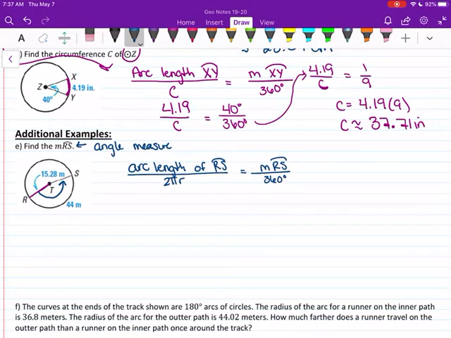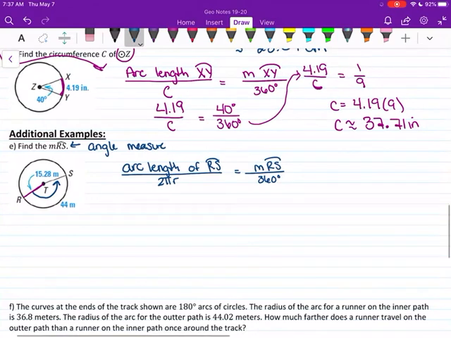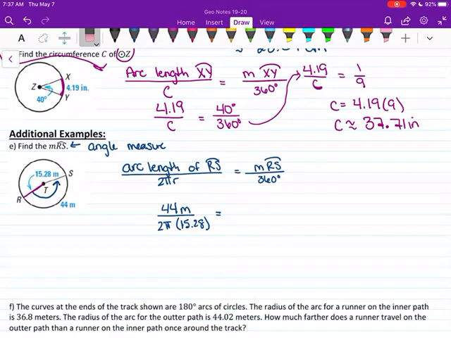I have that the arc length is 44 meters. The circumference, I don't know, but I can figure it out because they give me the radius. So 2 pi times r, and the radius is 15.28 meters. I don't need to put the meters in there. Let's erase that. And then the measure of the angle, that central angle, I don't know. That's what I'm looking for. So measure of the central angle of arc RS, put there, divided by 360 degrees.